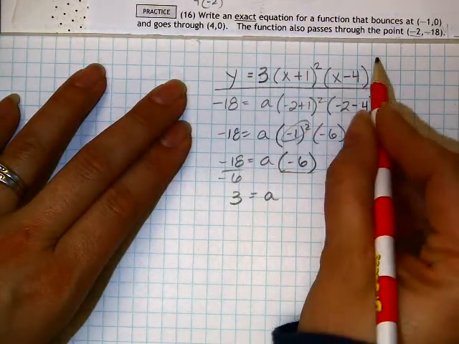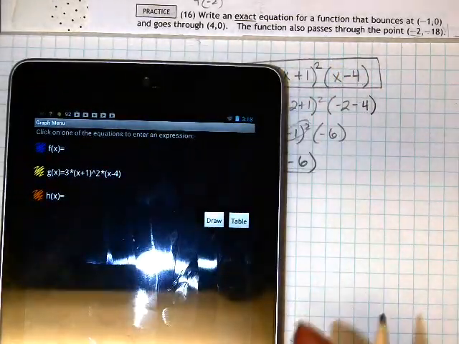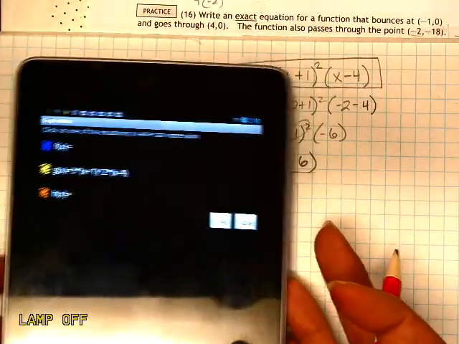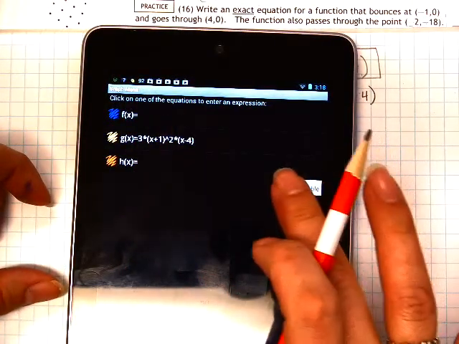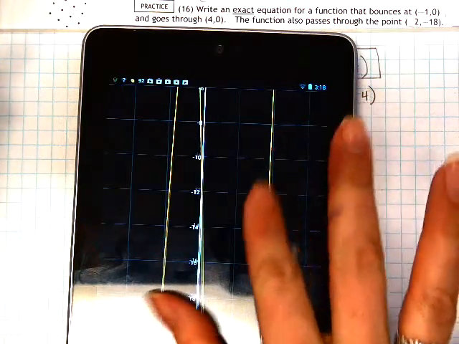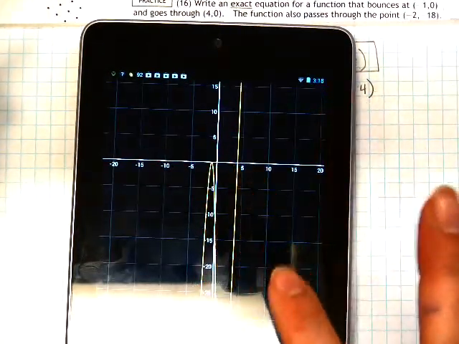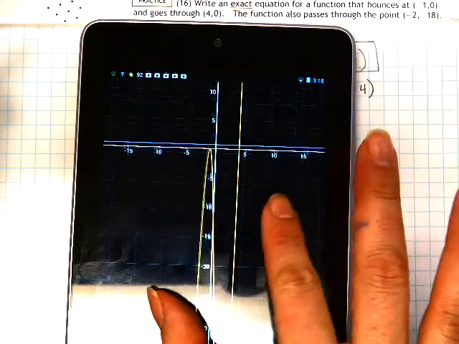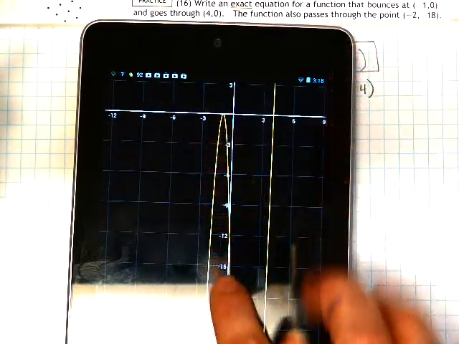Now, what we want to do is check with our grapher. This is what's so cool. So we're going to go ahead and plug in the equation. So this is the equation that we think it is. We're going to go ahead and look at the drawing. And this is what our drawing looks like. Got the bounce going through the 4 there. And then we want to see if it's going through negative 2, negative 18.